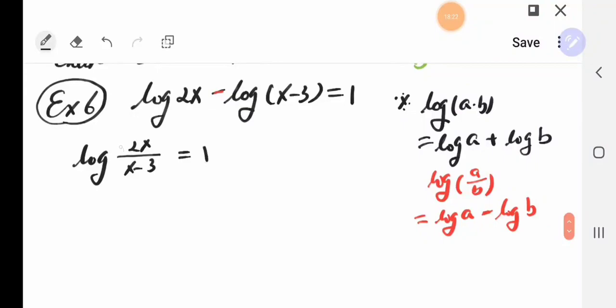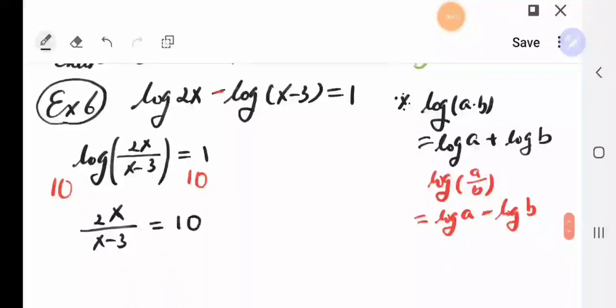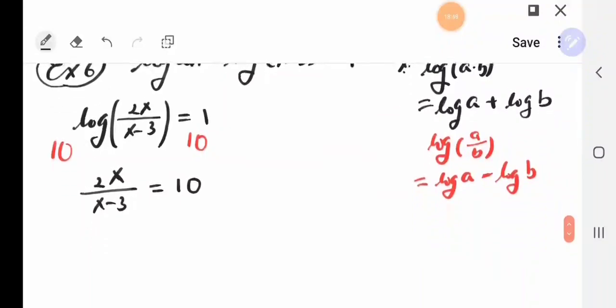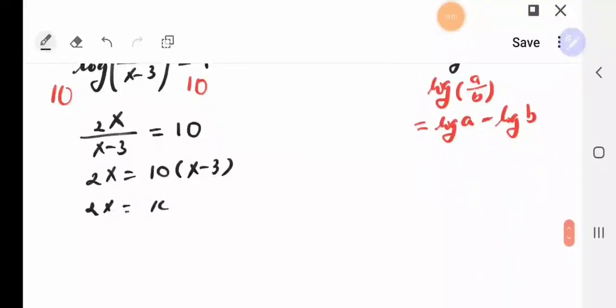Okay, now we have one logarithm, so we can take base 10. Let's take base 10 on each side. So the left side will be just the rational expression: 2x over x minus 3 is equal to 10. And then multiply each side by x minus 3. So 2x is equal to 10 times x minus 3. Simplify this: 10x minus 30.